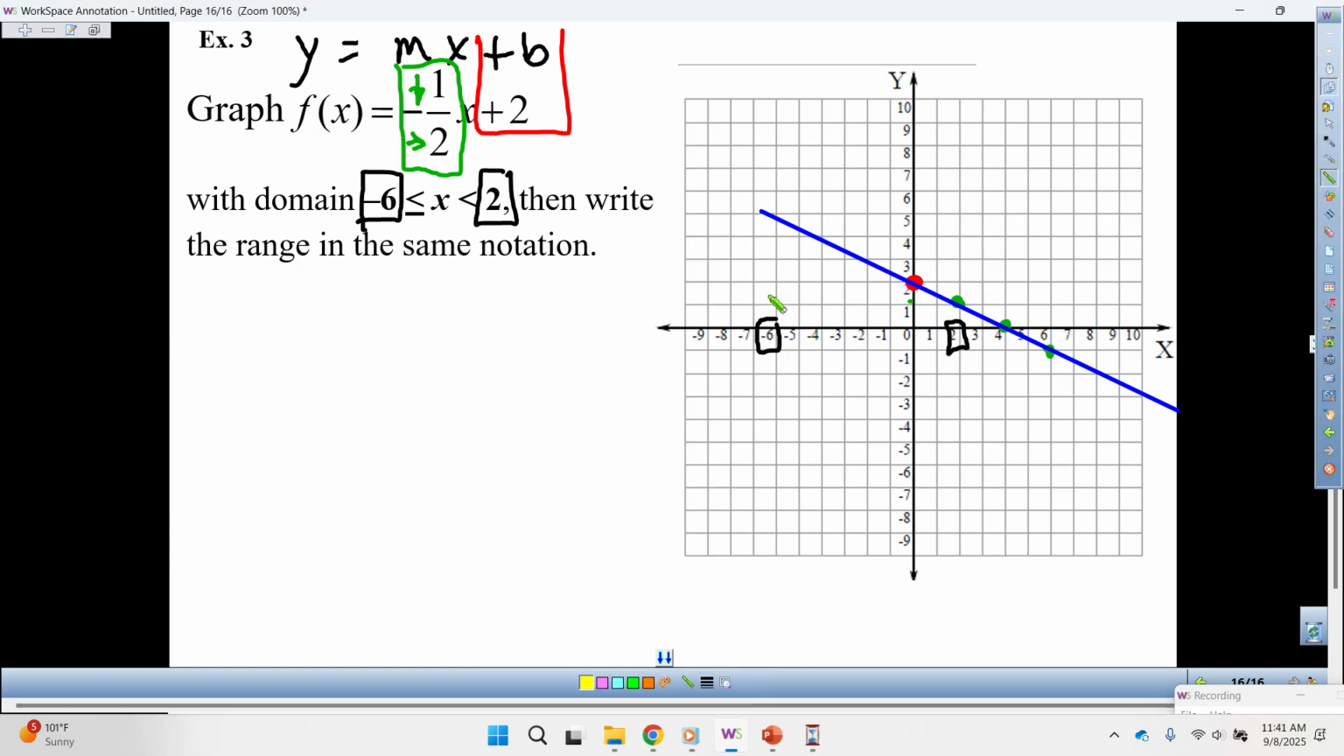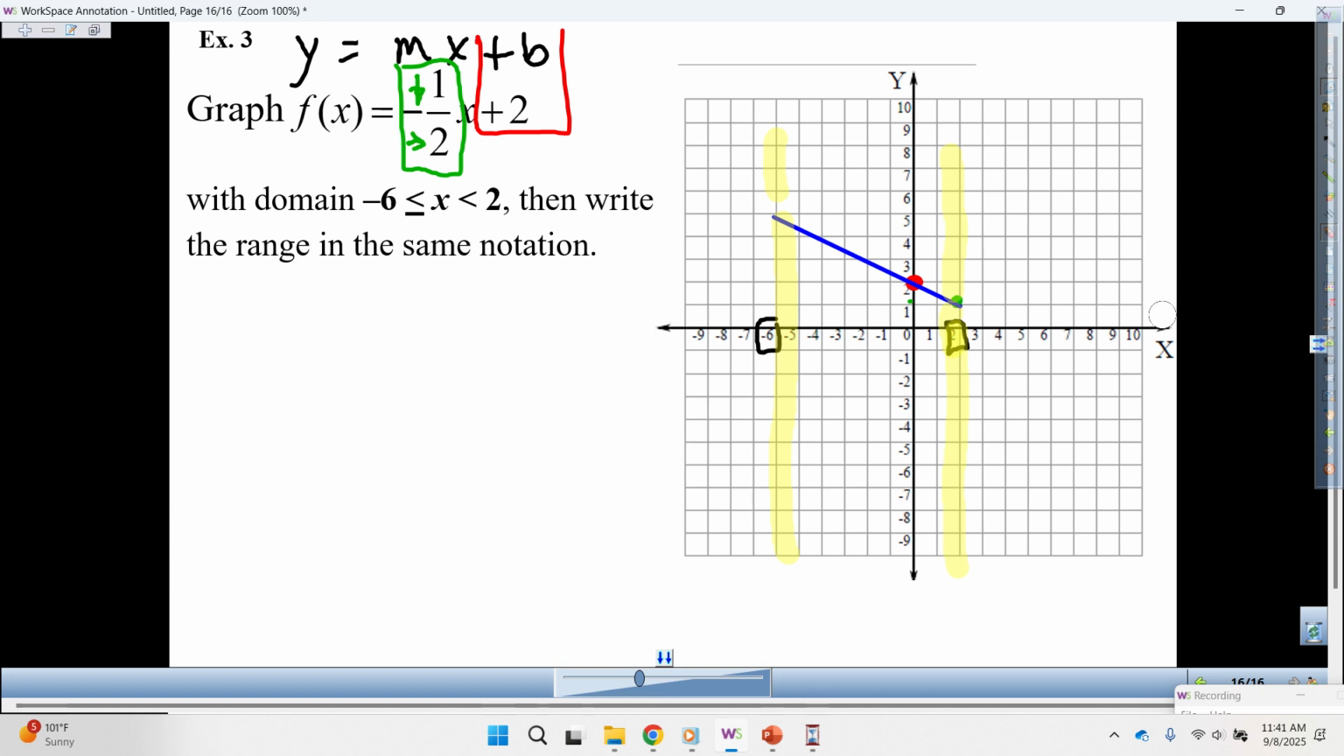If you were to draw or send a beam, here's my beam. From here all the way to where? To positive 2. Okay. So what does that mean, Mr. Q? That means that we don't need the rest of the line. We only need the line from negative 6 all the way to 2. So we're going to erase a little bit from here and everything from over here all the way to positive 2. Everybody see what we're doing now?